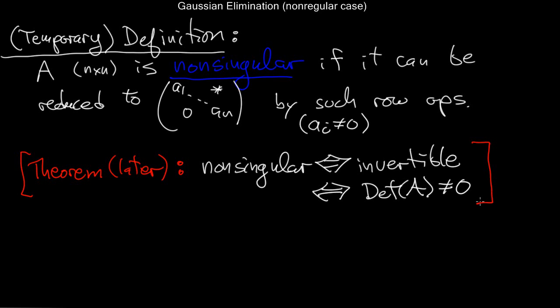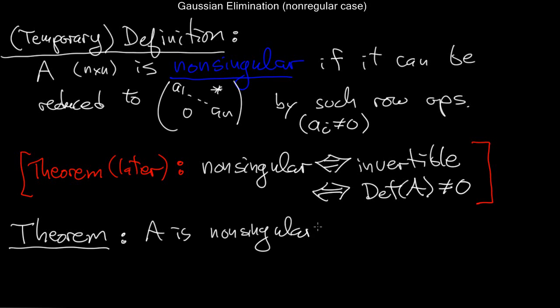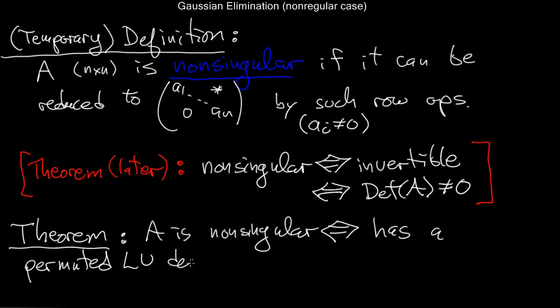Okay, so the main result here is the following. Suppose you take an n by n matrix. It is non-singular if and only if it has a permuted LU decomposition. That is to say, you can find matrices P, L, and U such that PA is equal to LU.